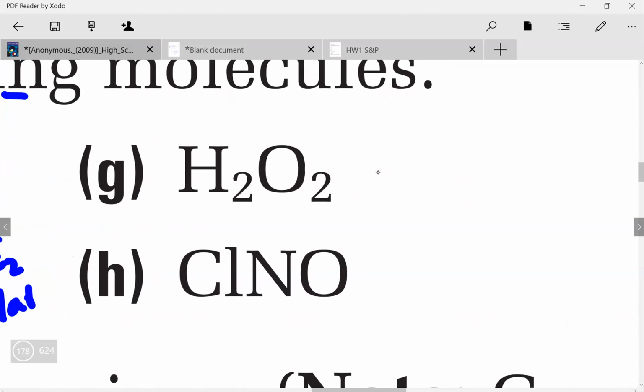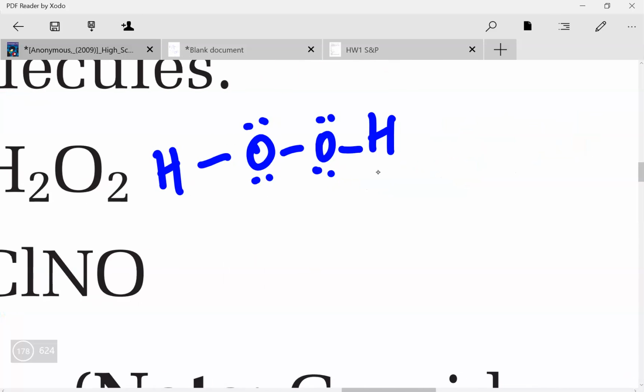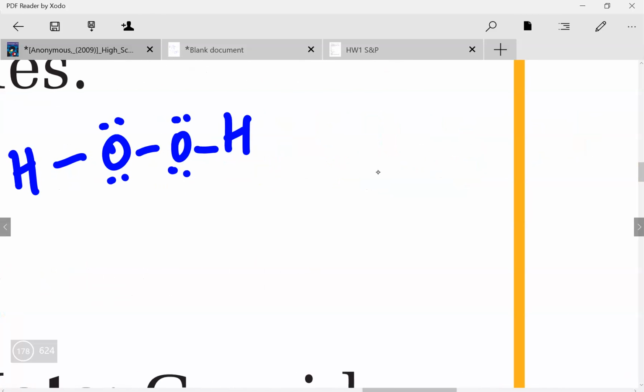H2O2. Let's try that one. That looks interesting. I'm fairly certain that this will look like this. We're not going to be drawing VSEPR shapes for complex molecules like this, but here we know we have two lone pairs. So the actual structure of this will kind of look like a bent around both molecules.